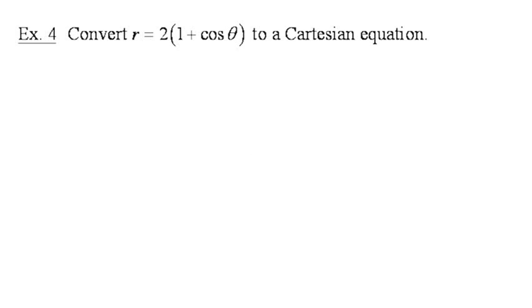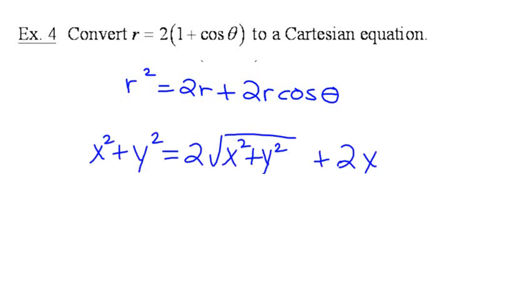In example 4, let's convert the polar equation r equals 2 times (1 plus cosine theta) to rectangular. I'd like that cosine theta to be an r cosine theta, so I can replace it with an x. So I'll multiply both sides by r to make this happen. Now I can replace r squared with x squared plus y squared, replace r with the square root of x squared plus y squared, and replace r cosine theta with x.